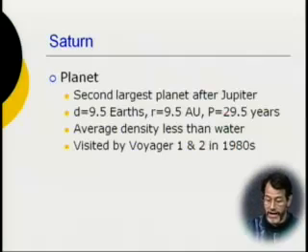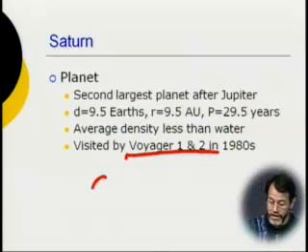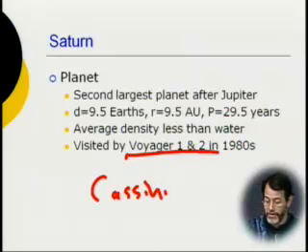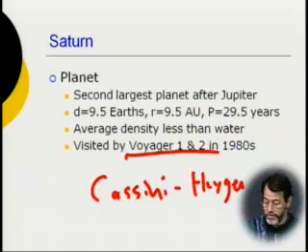Saturn is not very dense. It's got a very fluffy atmosphere, a very fluffy outer part. So the average density is actually less than water. Saturn's been visited by several spacecraft. In the 1980s, it was visited by Voyager 1 and 2. And currently, the Cassini mission, sometimes called the Cassini-Huygens mission, is in orbit around Saturn and taking lots of pictures of Saturn, its rings, and its moons.